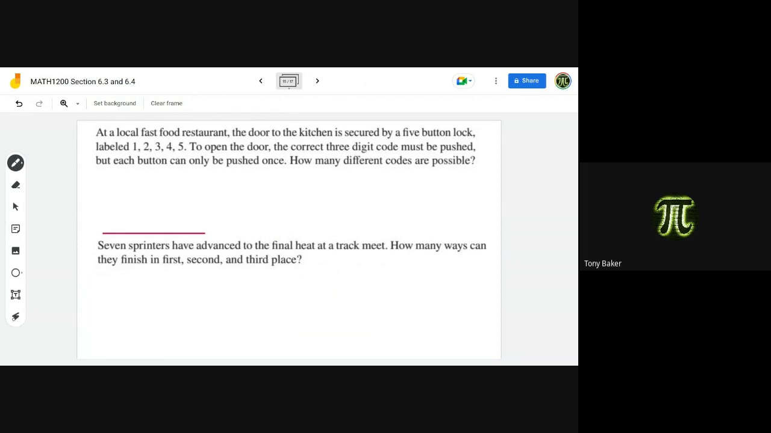So first off, let's make this simple. Does order matter or not matter? When you type your PIN into your phone, does the order matter? Yeah, this is a code. Order matters, right? 1, 2, 3 is going to be different than 3, 2, 1. Those would be 2 different passwords. So order does matter. So we need permutation. So we're going to use NPR.